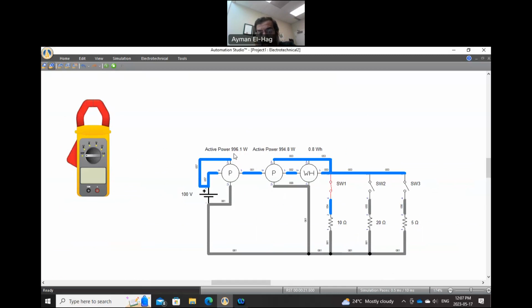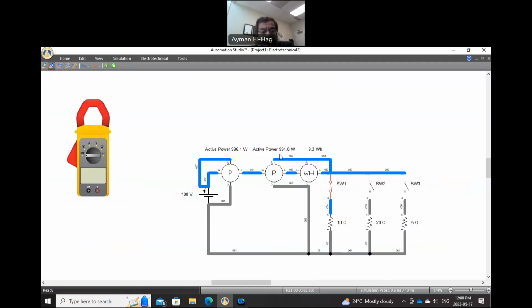Now, you will see that there is a power now at the source side, 996.1 watt. And there is a little bit lower power, 994.8 at the load. There is a little bit of discrepancy. We'll understand why this discrepancy is there. But now watch the energy meter. Now I am counting the energy. Now the energy is basically the power times the time. So the time is the factor.